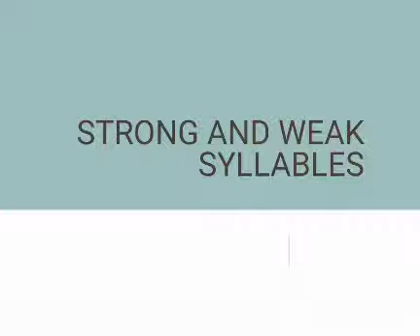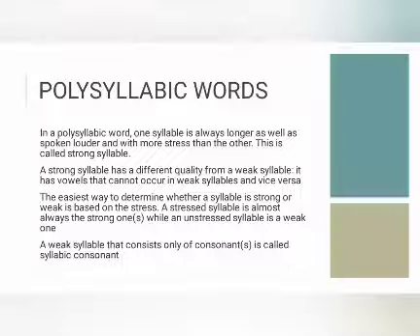Okay, today we will learn about strong and weak syllables. First, we have to learn about polysyllabic words. In a polysyllabic word, one syllable is always longer, as well as spoken louder and with more stress than the other. This is called a strong syllable. So, a strong syllable is always longer and spoken louder with more stress.